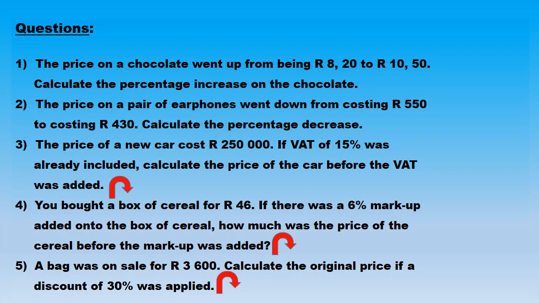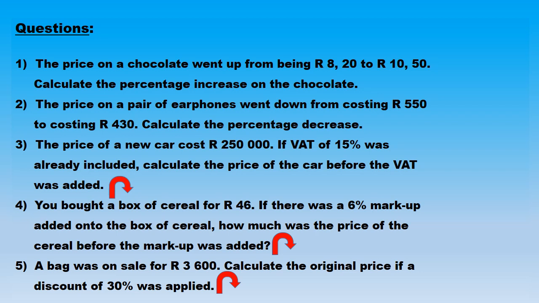Okay, and there are the questions that I want you to do. There are only 5 of them, but please make sure that you understand the formulas and that you can use them correctly. So again, can you see number 1 and number 2? 2 amounts were given. Whenever you see 2 amounts and they ask you to calculate the percentage increase or decrease, you're going to say, what did it go up or down by, over the first amount, times 100.